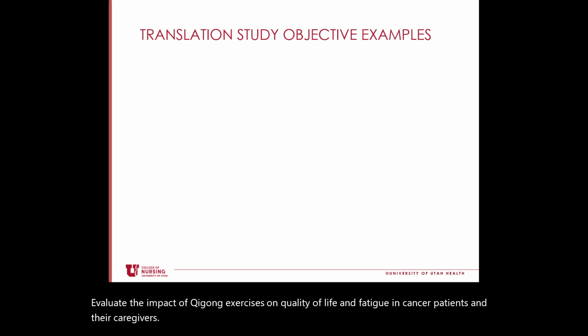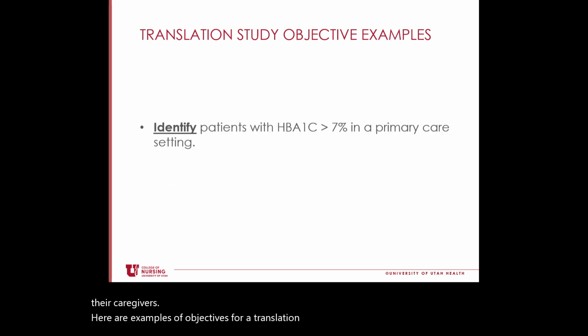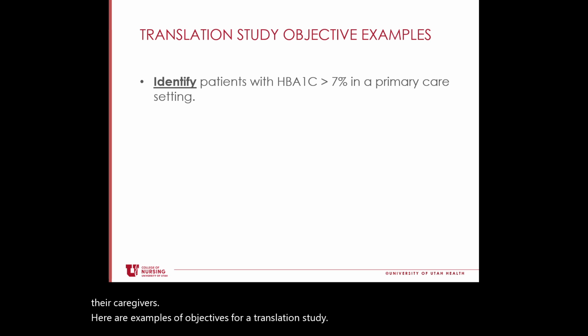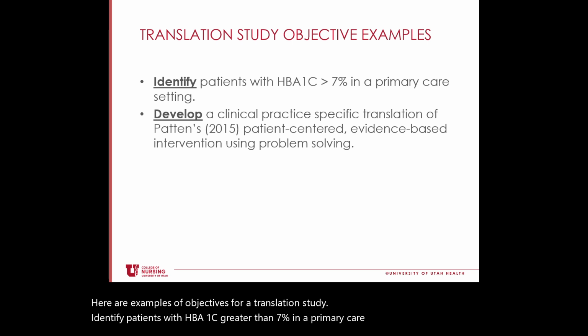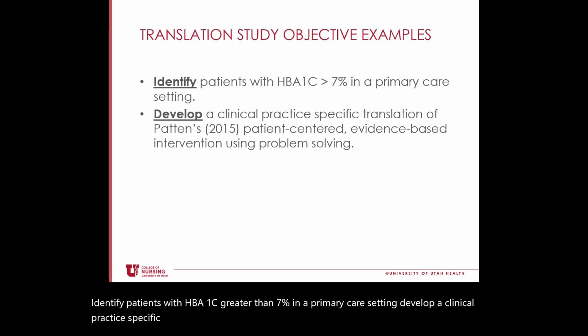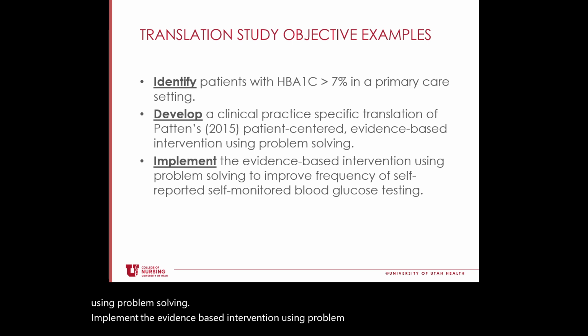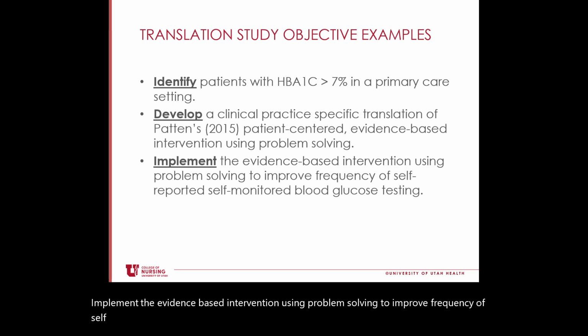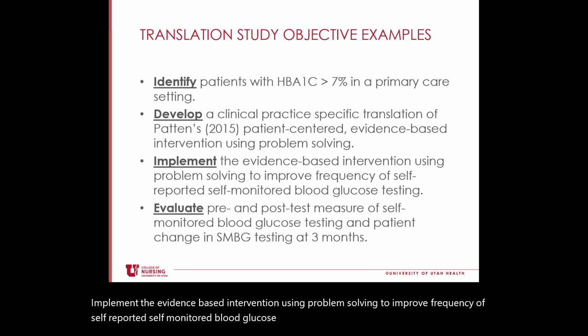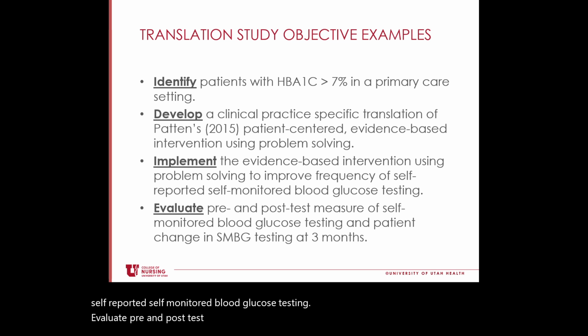Here are examples of objectives for a translation study. Identify patients with HbA1c greater than 7% in a primary care setting. Develop a clinical practice-specific translation of Patent's 2015 patient-centered evidence-based intervention using problem solving. Implement the evidence-based intervention using problem solving to improve frequency of self-reported, self-monitored blood glucose testing. Evaluate pre- and post-test measures of self-monitored blood glucose testing and patient change in SMBG testing at 3 months.